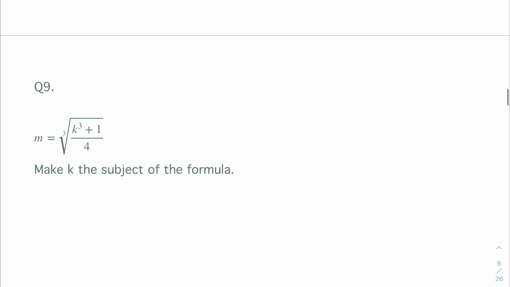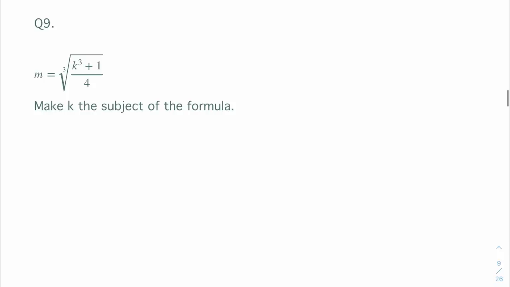Okay, on to our next one. In this question we are rearranging the subject. So it says here, make k the subject of the formula. So it says m is equal to the cube root of, and then we have k cubed plus 1 all over 4. Now everything at the moment is locked in by this cube root. So we need to get rid of the cube root to start with.